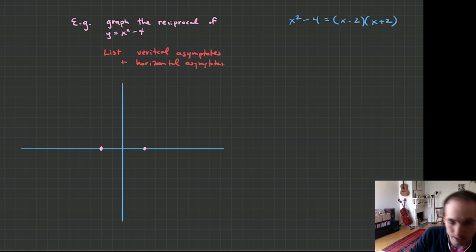That also tells me where I can find the vertex. The vertex is going to be right smack dab between the two x-intercepts. That's not really a fact that we talked about too much, but I know my vertex is going to be somewhere on the y-axis, because it's right in between the two x-intercepts. We have a lot of symmetry in quadratic functions, so the vertex will be right in between these two points.